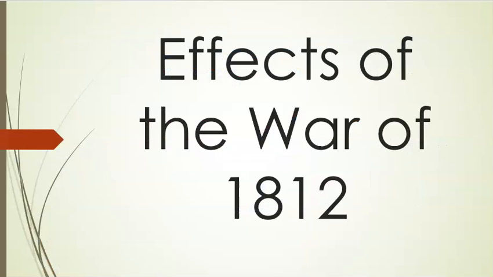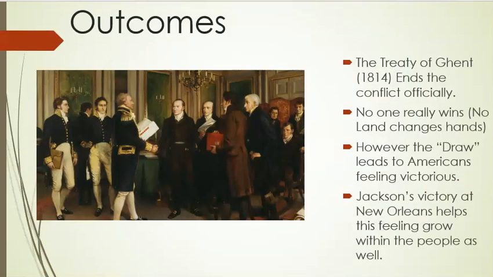So let's talk about the effects of the conflict. So the outcomes. Treaty of Ghent, signed in 1814, officially ends the conflict. So the conflict went from 1812 to 1814. Again, nobody wins. There's no land changing hands. It's a draw. It's essentially a draw.